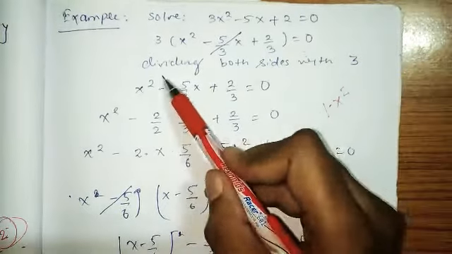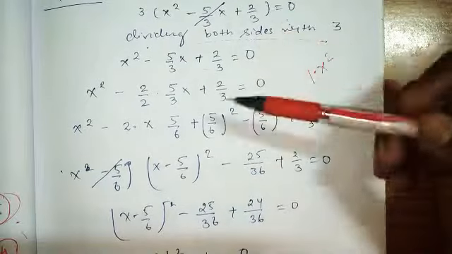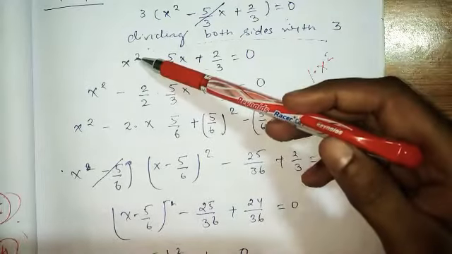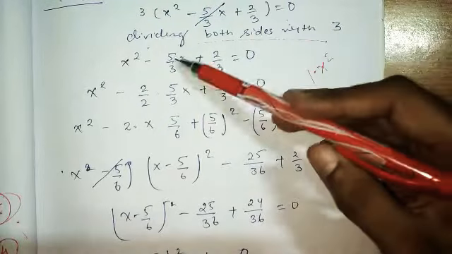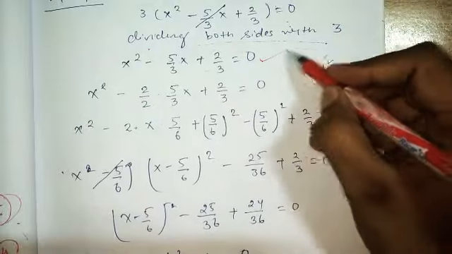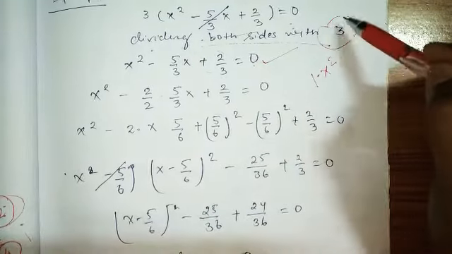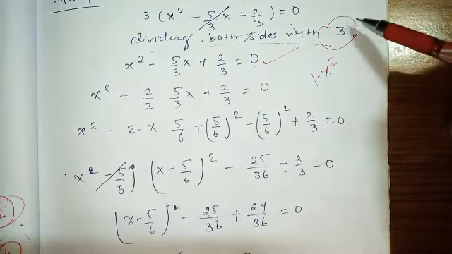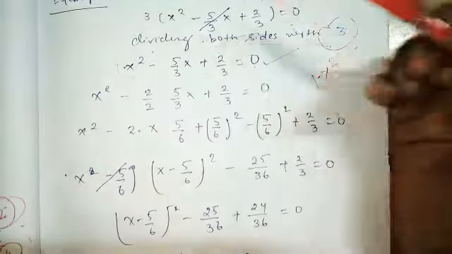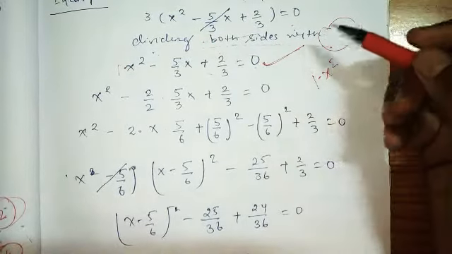After dividing both sides by the number 3, the 3 will be cancelled, so it will be x square. Here it will be 5 upon 3, and it will be 2 upon 3. So from this step to this step, I have divided by the number 3, because 3 was the multiple of that x square. Now the multiple of this x square is 1. So now we can easily solve this particular equation by the completing the square method.